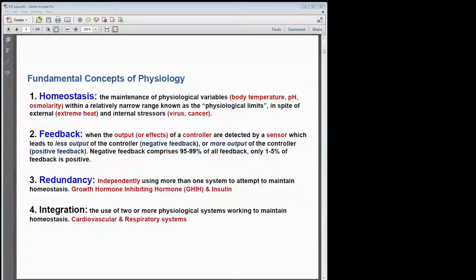The last fundamental concept of physiology is integration. The key part about integration is you have 2 or more physiological systems working together to influence one physiological variable or one end result. The best example of this provided in class was maintaining adequate perfusion of oxygenated blood to all the tissues. In order to have this occur, you basically need your heart, your lungs, and your blood vessels. So it's going to be your cardiovascular system and your respiratory system.